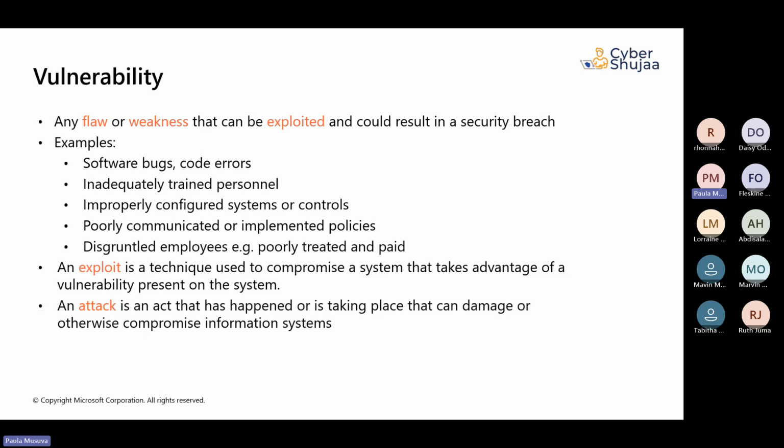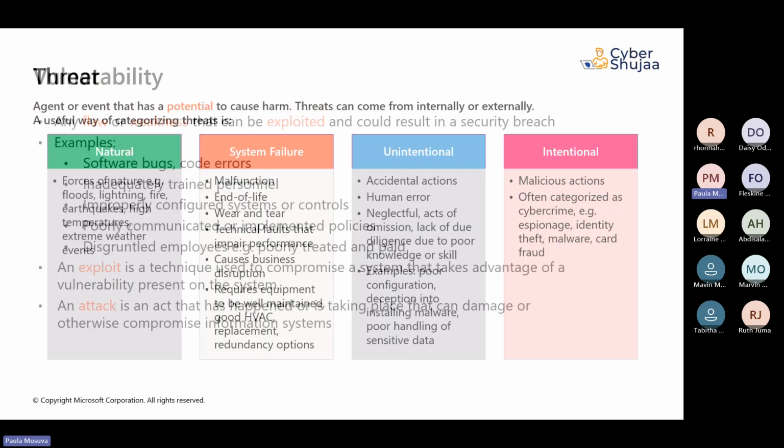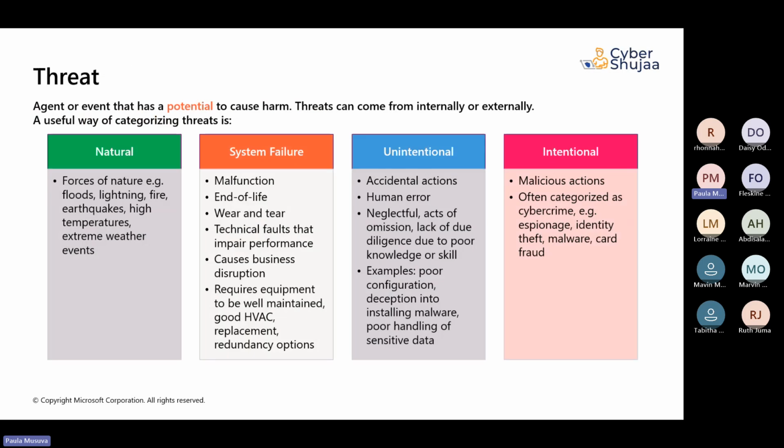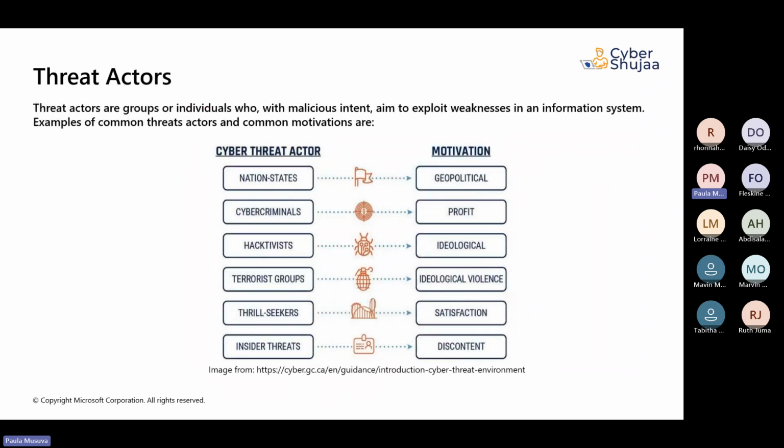An exploit is the technique that is then used to compromise the system, all right? And the attack is when the exploit is actually taking place. That's when the system is being compromised. The actual event is taking place. That's an attack, okay? So it's also important for us to understand that.